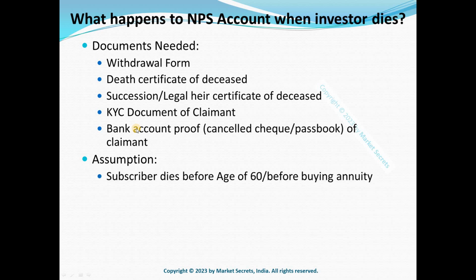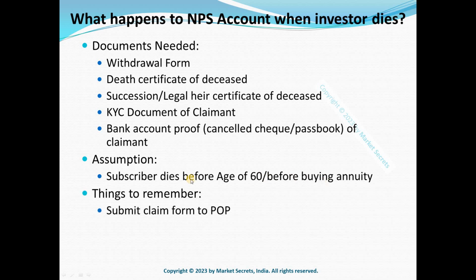So this is with an assumption that the subscriber had died before the age of 60, that is before buying the annuity plan. Okay, so this is the critical criteria. They shouldn't have bought the annuity plan because the process will be different if they have bought the annuity plan. So the assumption here is the subscriber hasn't bought the annuity plan so far.